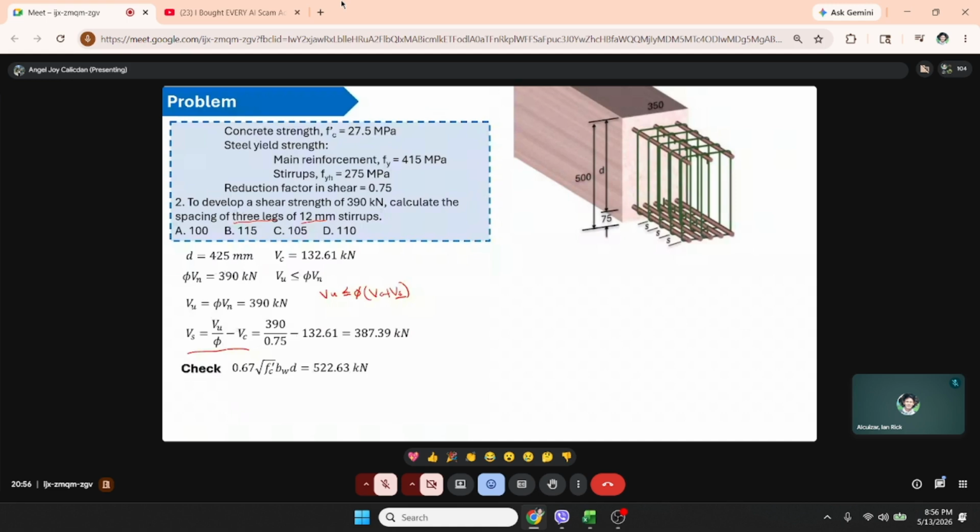And check for the adequacy of the dimension. Since Vs is less than 0.67 square root of Fc prime bwd, it checks. And in the code, you need to check this. But for board exam type, the instructor said you can skip this part, since the problem itself is asking about the shear reinforcement. So, almost always it will pass this.